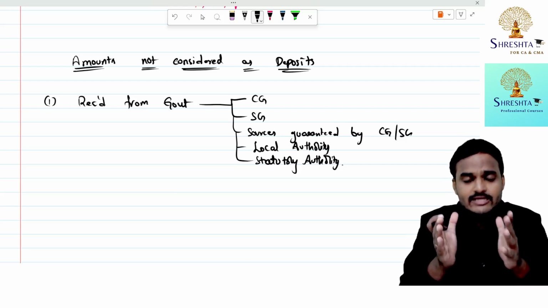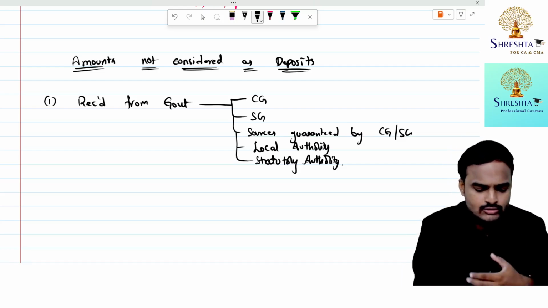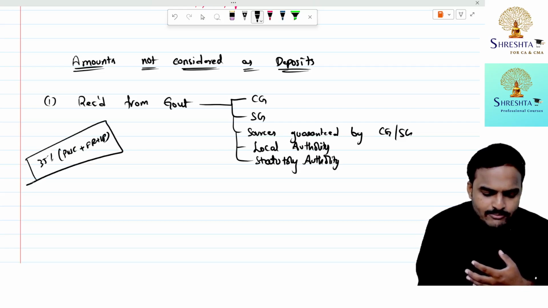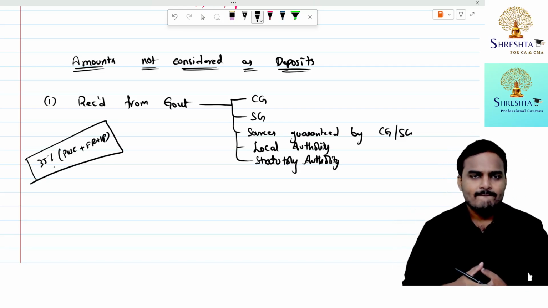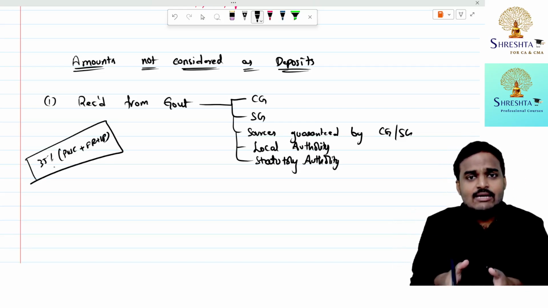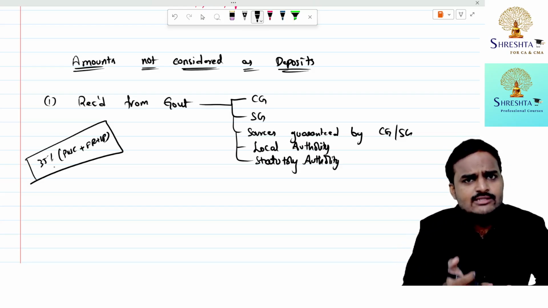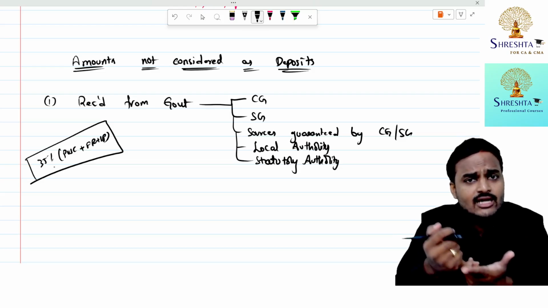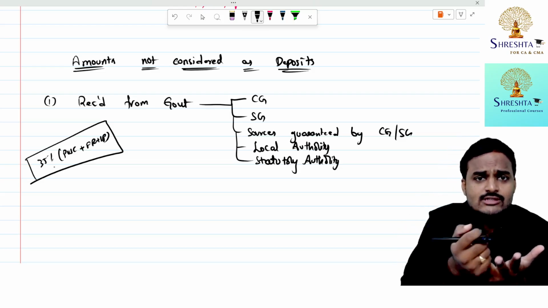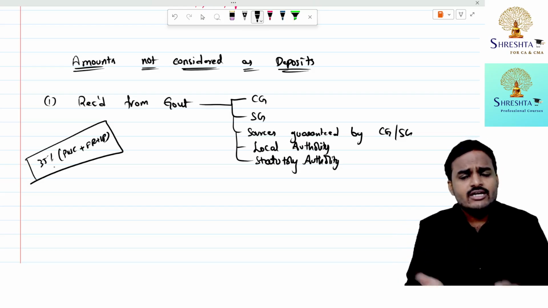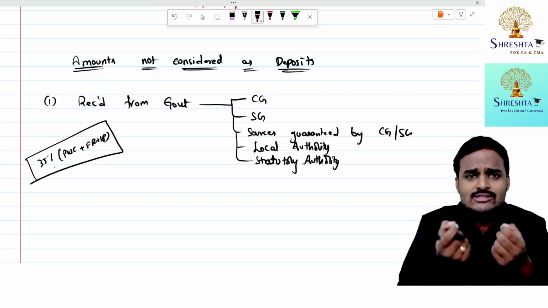So while checking the limit of deposits, I told you 35% of paid up share capital plus free reserves plus securities premium. In this limit, these amounts will not fall. And for getting these amounts, the company is not required to pass an ordinary resolution, prepare a circular, file the circular with ROC, issue the circular to the members, create a deposit trust deed, or create deposit receipts.